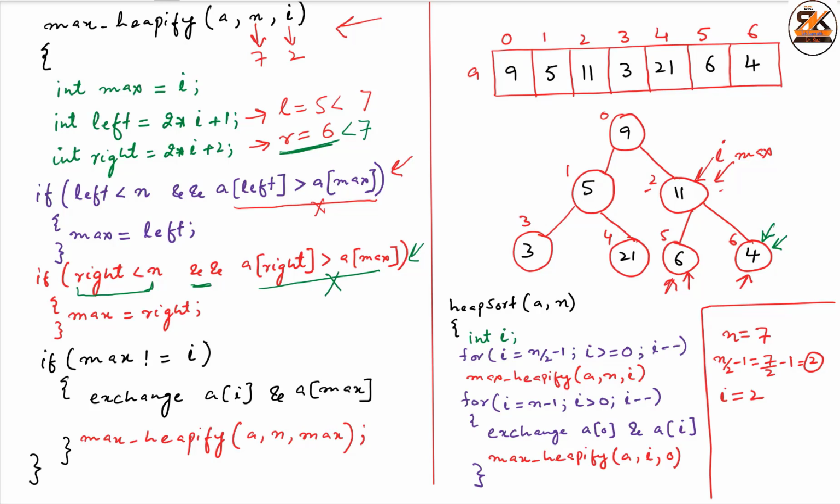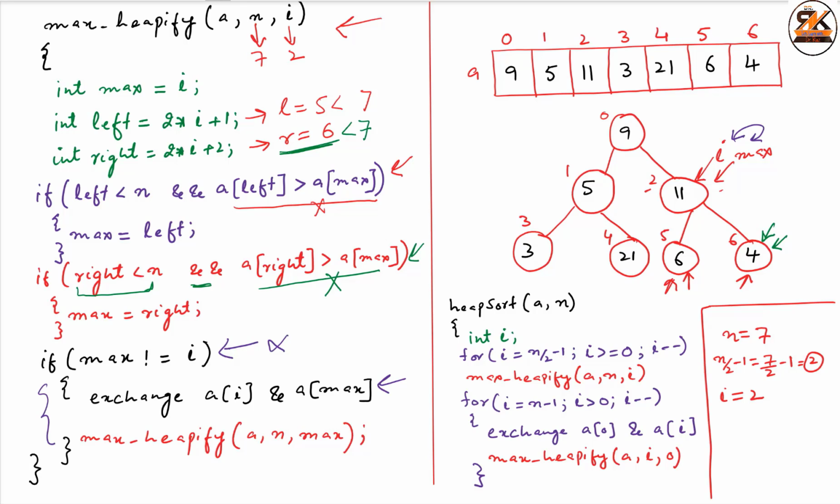So we will come down and check the next condition, at this point, if max is not equal to I. No, here we see max and I having equal values, so this will also not be true. We do not have to exchange anything. Fine, and what we have to do is come out of this if block.